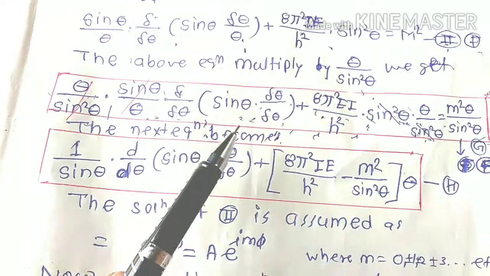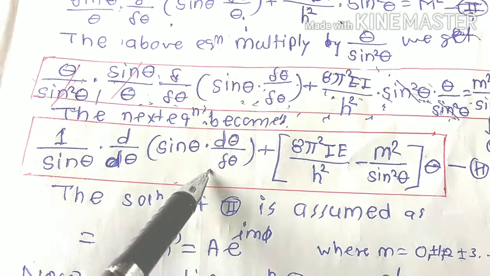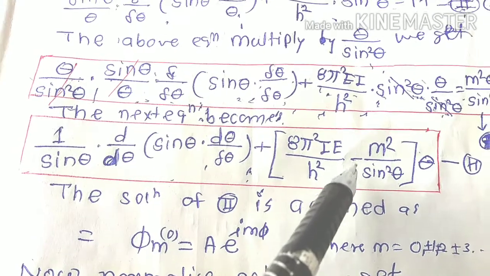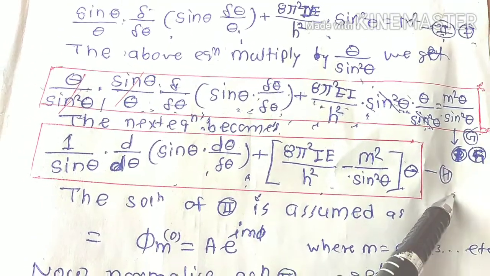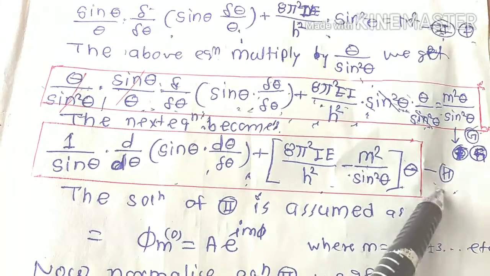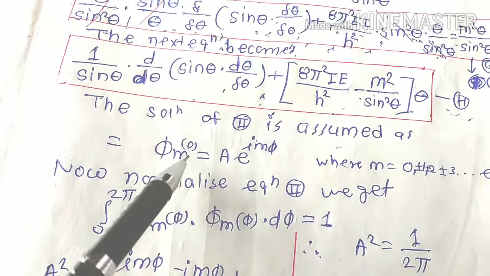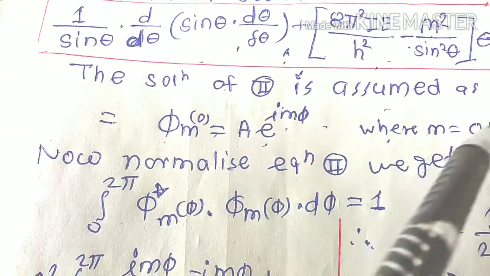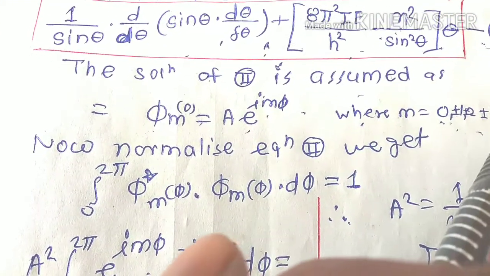So we have the remaining equation, that is (1/sin θ) d/dθ (sin θ dΘ/dθ) + (8π² I E/h²) − m²/sin²θ. This is equation G. The solution of the second is assumed as Φ_m(φ) = A e^(imφ). Here m is 0, ±1, ±2, etc.